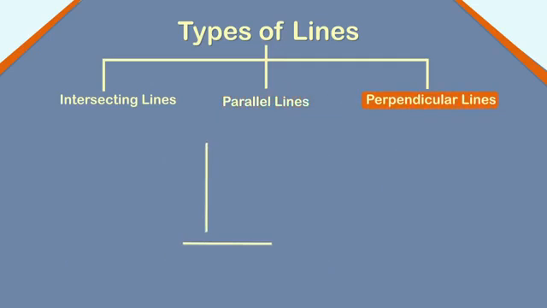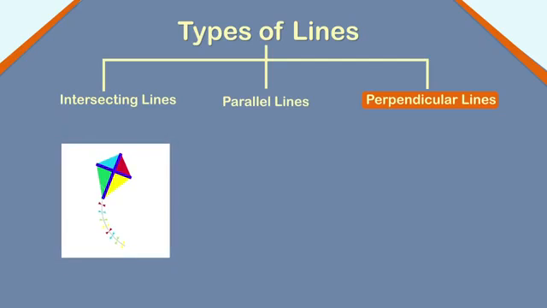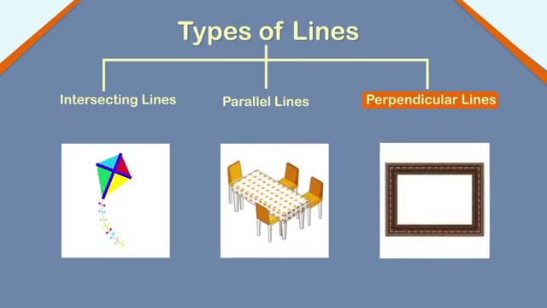Two lines which intersect and make a right angle at a common point are called perpendicular lines. Line PQ and line RS intersect at point O and make a right angle at a point O. Thus, line PQ and line RS are perpendicular to each other. The arrangement of the wooden sticks of a kite is an example of perpendicular lines. Other examples are edges of a table or photo frame.